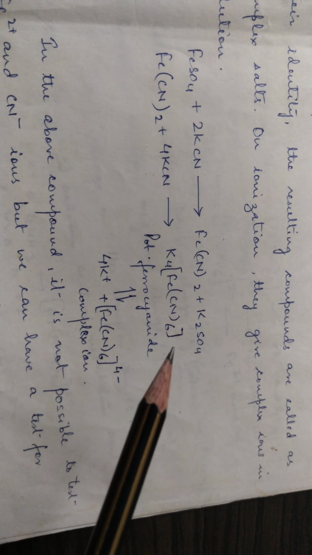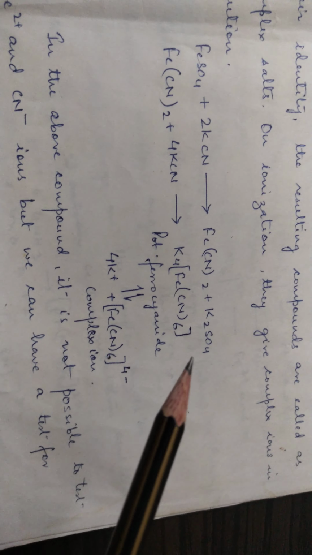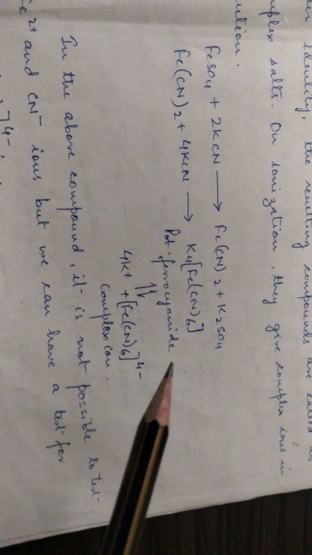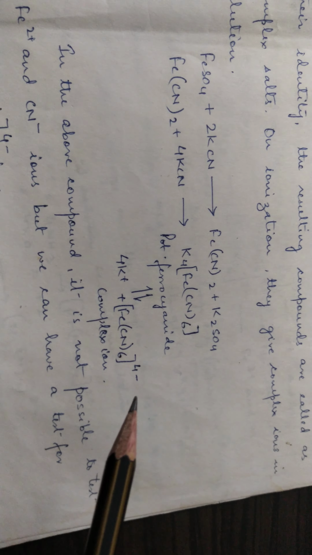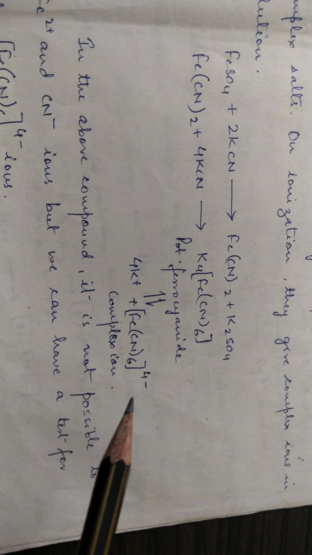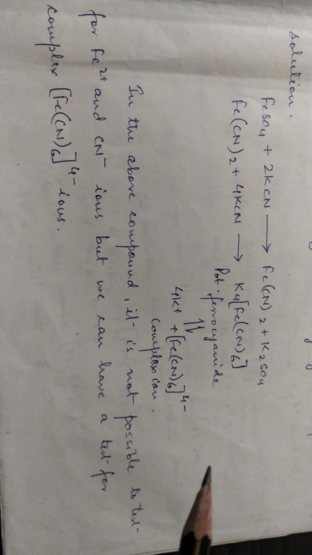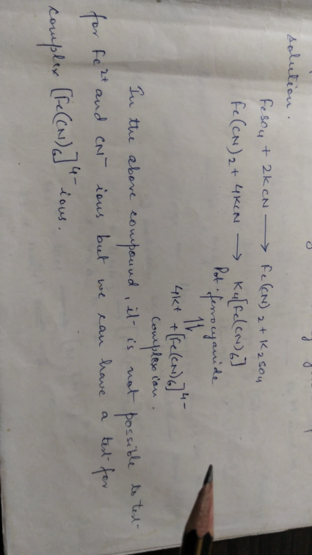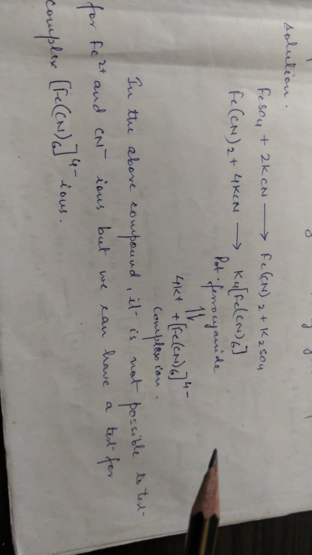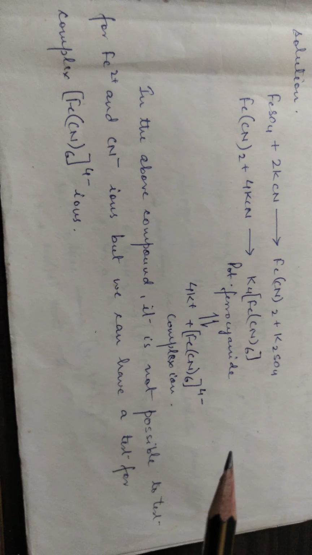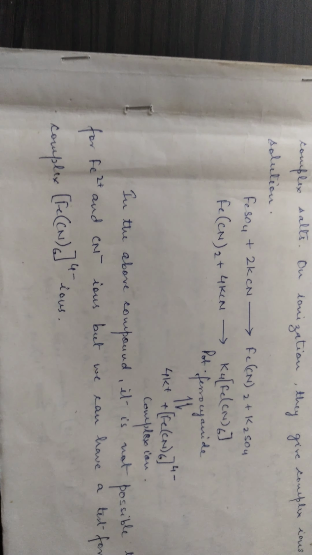Now when this potassium ferrocyanide is dissolved in water, what we get is potassium ions and a complex ion, ferrocyanide ion. Now in the above compound, it is not possible to get free ferrous ions and cyanide ions, but we can have a test for the complex ferrocyanide ions.